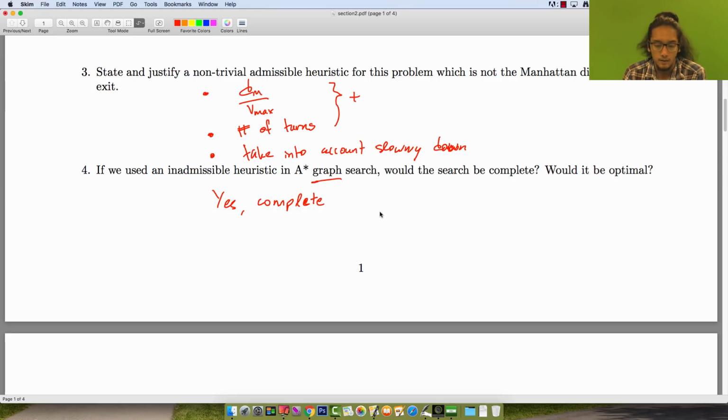Okay, what about optimality? Well, we know that both in the case of A* tree search as well as A* graph search, if you have an inadmissible heuristic, it's not necessarily going to give you the optimal solution.